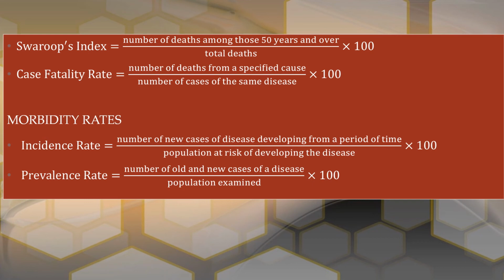Okay, so when we say morbidity rates, we have the incidence rate and the prevalence rate. When we say incidence rate, this is the number of new cases of disease developing from a period of time divided by the population at risk of developing the disease times 100. When you say prevalence rate, that is the number of old and new cases of a disease divided by the population examined times 100. This is a very good indicator for chronic diseases, like the prevalence.